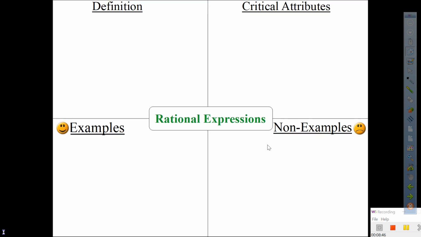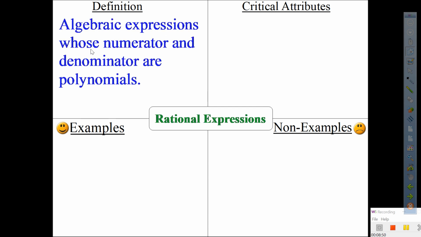Here we go. Rational expressions are algebraic expressions whose numerator and denominator are polynomials. Now, by now, all those words in the definition should be familiar with us. Why? Because we've been using them.